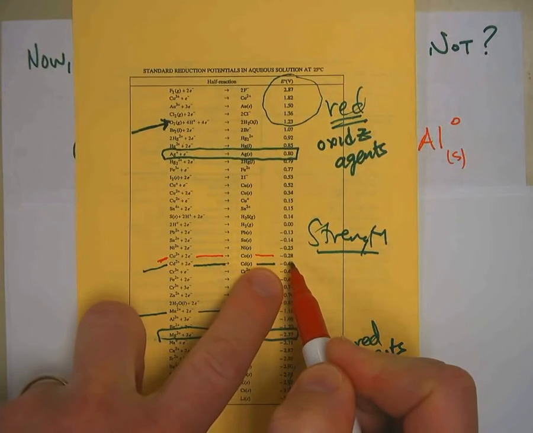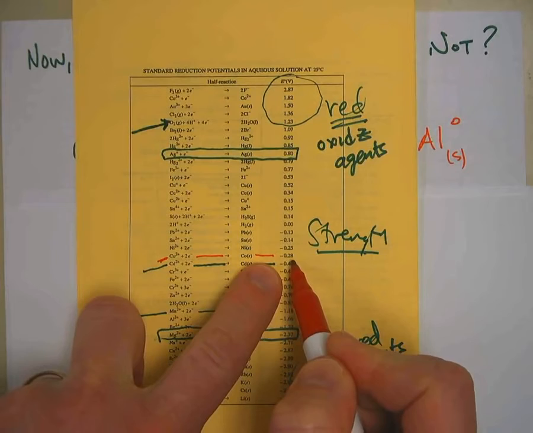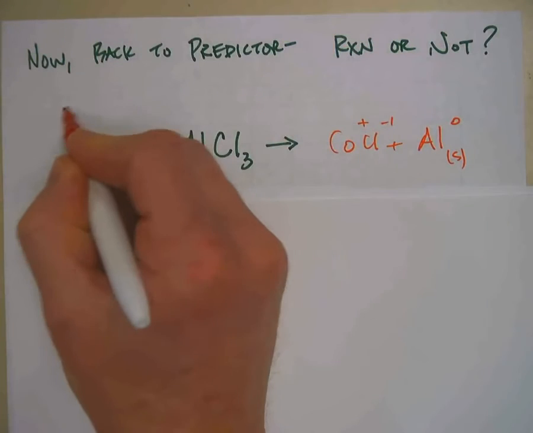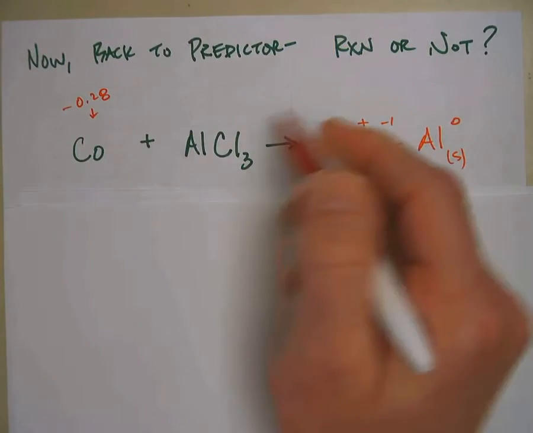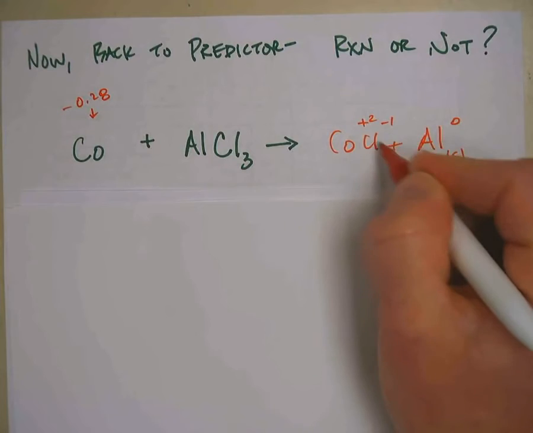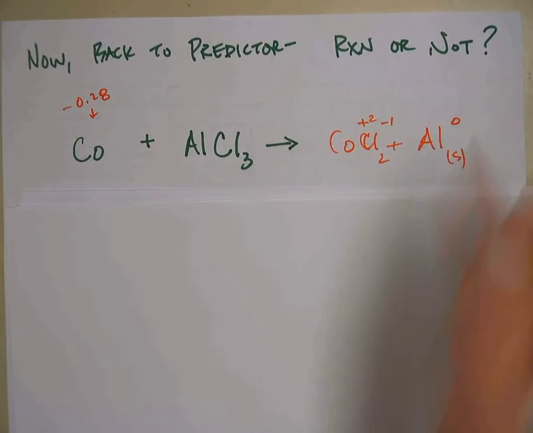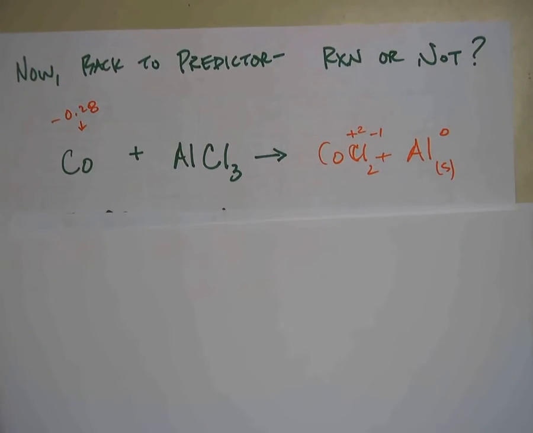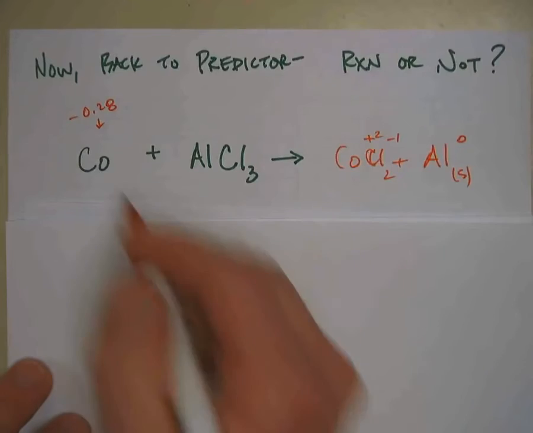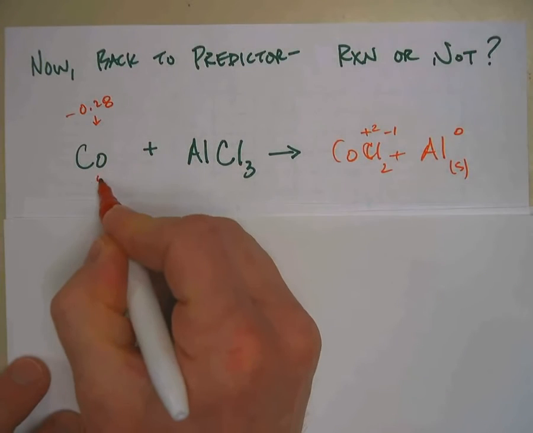It's got a standard reduction potential of negative 0.28. I'll just write that up here so then we can remember that. But cobalt goes to cobalt plus 2, so when we'd write this, it'd end up being CoCl2. So if I assign oxidation numbers to it, like I did before, cobalt has a 0 charge here.